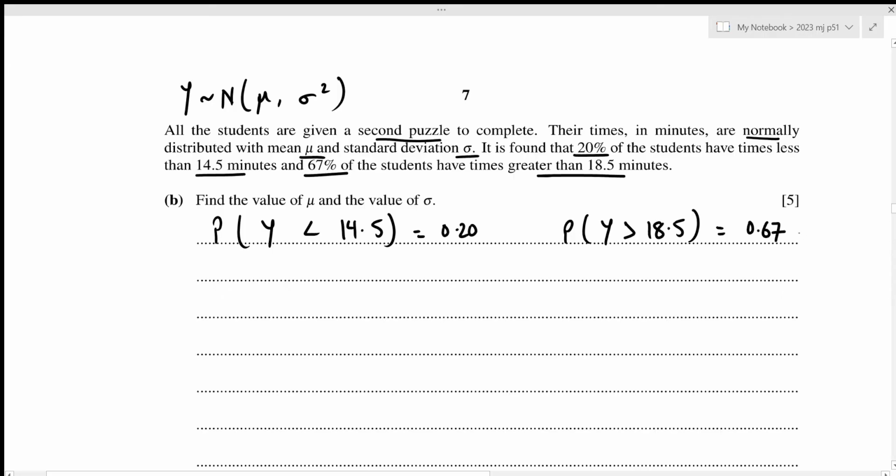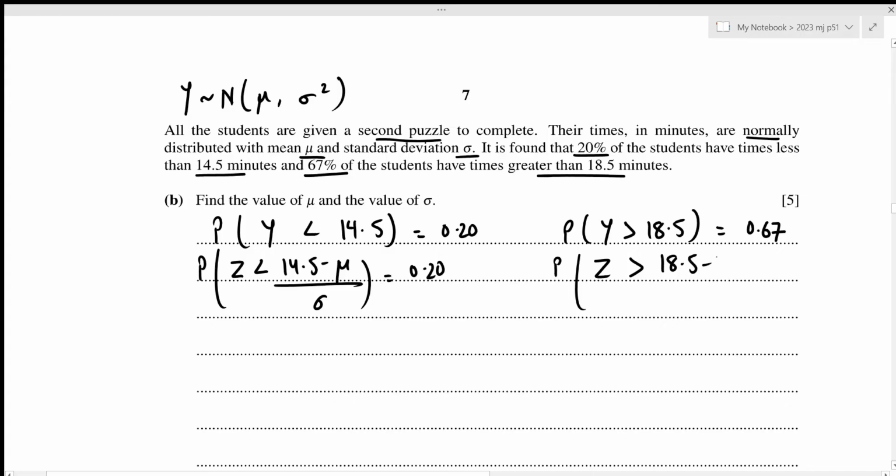Okay, now the next step is to standardize. Let's do that. Probability of z less than 14.5 minus mu by sigma is equal to 0.20. Probability of z greater than 18.5 minus mu by sigma is equal to 0.67. Now we need to find the value of mu and the value of sigma. Let us first draw the curves for both of these equations.